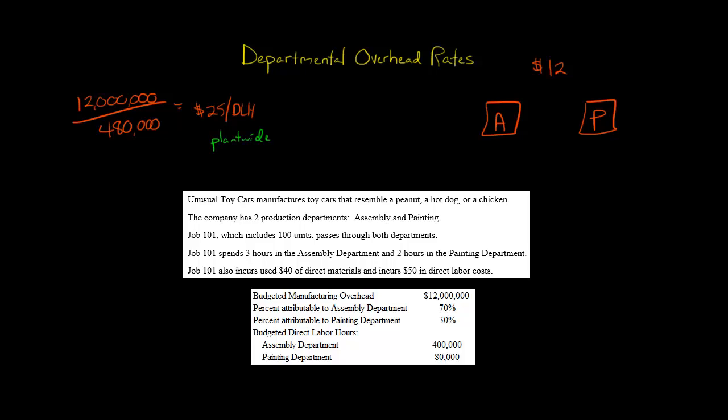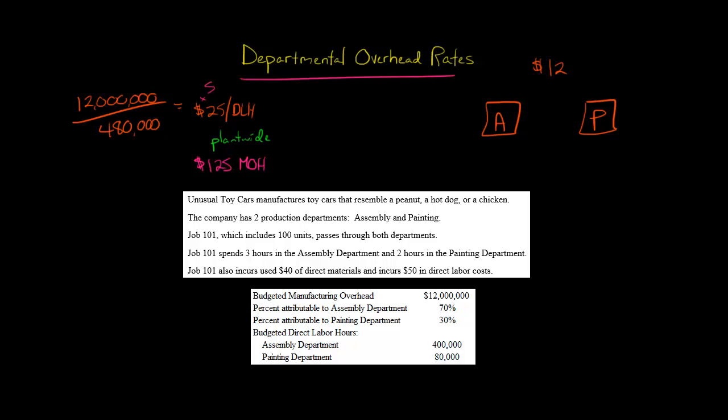If we did it this way, we're not making any distinction between what's happening in the assembly department and what's happening in the painting department. We're just saying $25 a direct labor hour. Let's look at job 101. They've got 100 units, and there are 3 hours spent in the assembly department and 2 hours in the painting department. We add that up: 3 plus 2 is 5. So 5 times 25 gives $125 of manufacturing overhead applied to the job if we used a single plant-wide overhead rate. But we're not going to do that.